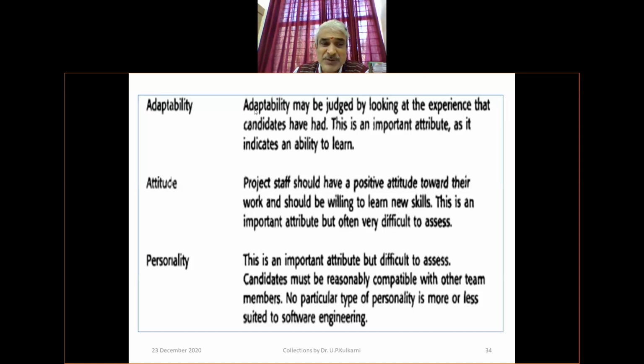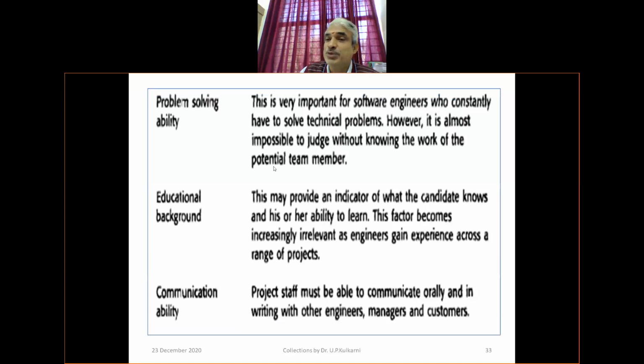Then look at adaptability. People need to adapt to changing situations, maybe learning new technology, new platforms, new things. How do you gauge people from an adaptability perspective? Personality, attitude, adaptability. Now look at communication ability: how people can express themselves, their ideas, to the team. That is also equally important. Education background and problem solving ability are the different aspects that people look into during staff selection.